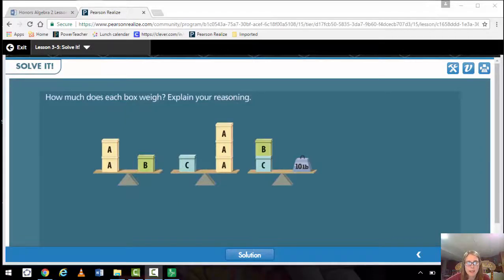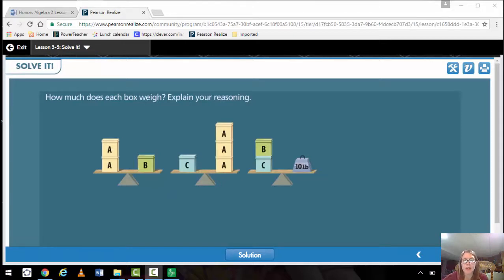We're moving into section 3.5, which is systems in 3 variables. And before we do that, I want to show you this little, call it a solve-it problem as part of the Pearson textbook. But really it's just designed to get us thinking about a certain topic.